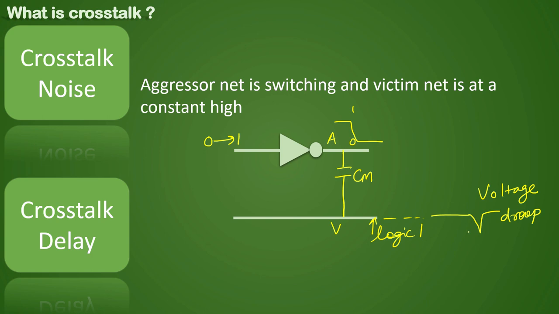this signal, this droop goes below your noise margin high level, at that time it can be misrepresented as logic 0, and that is a noise. So you do not want your signal to be misinterpreted. That is, we want to avoid the glitches and noise in your design.